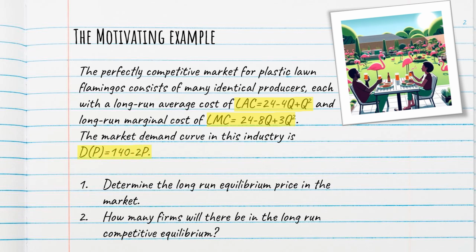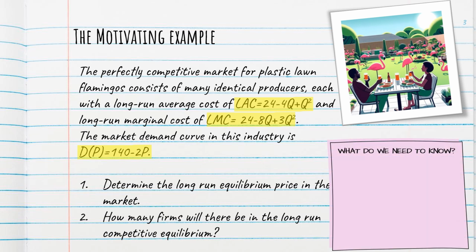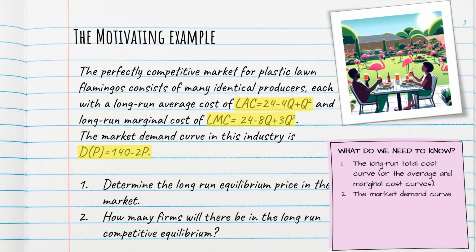We are going to determine the long-run equilibrium price in the market, and then we're also going to figure out how many firms there will be in the long-run equilibrium. So what do we need to know in order to answer this question? We need the long-run total cost curve, or we need the average and marginal cost curves. Here we have the average and marginal cost curves. If we had just the long run total cost curve, then we could derive the average and the marginal cost curves in order to proceed. We also need the market demand curve.